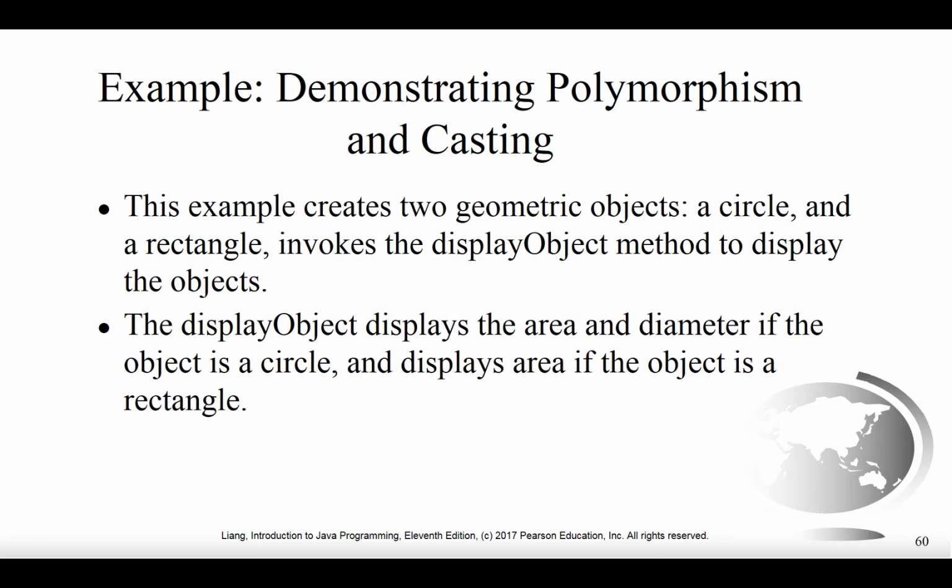We have a demo that we're going to look at in the Eclipse IDE now that demonstrates polymorphism and casting. What the example does is it actually creates two different geometric objects, a circle and a rectangle, and then invokes the displayObject method to display those objects. The displayObject method is going to show the area and diameter if the object is a circle, but instead it will show just the area if the object is a rectangle, since obviously a rectangle does not have a diameter. So this is a case when we need to know at runtime which display method is going to be appropriate for the type of object that we were passed.